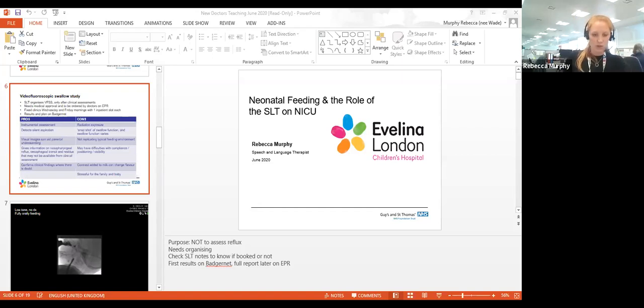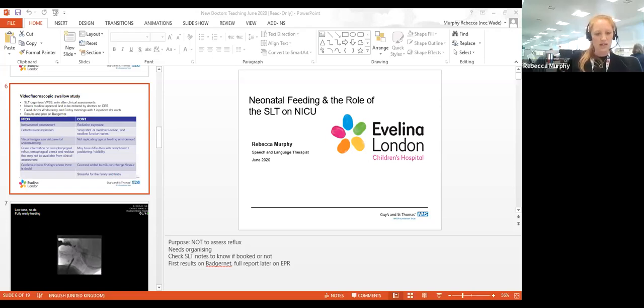It detects silent aspiration, which we can't do during a clinical assessment. It's got visual images, which quite often help support parental understanding if they're not really understanding what we mean by aspiration and what that means. Seeing the images on the computer screen can be quite powerful, and it can really help parents in terms of understanding what's going on and accepting the recommendations and the plans.